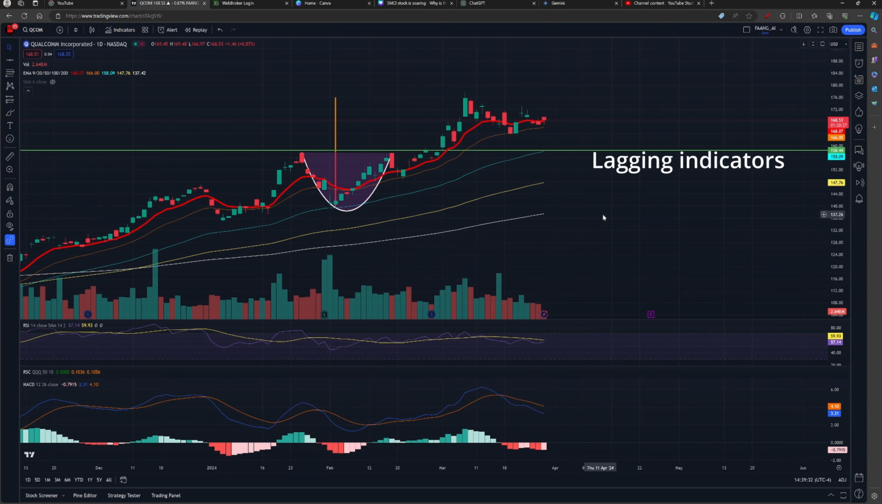They also perform the roles of resistance and support. When the price is above a moving average, it performs the role of a support. When the price is below a moving average, it performs the role of a resistance. And we have to look at moving averages in conjunction with other indicators like RSI, MACD, the horizontal line of support, volume, momentum, everything. And then we get a good idea, or reasonably good idea, of what's happening in the market.